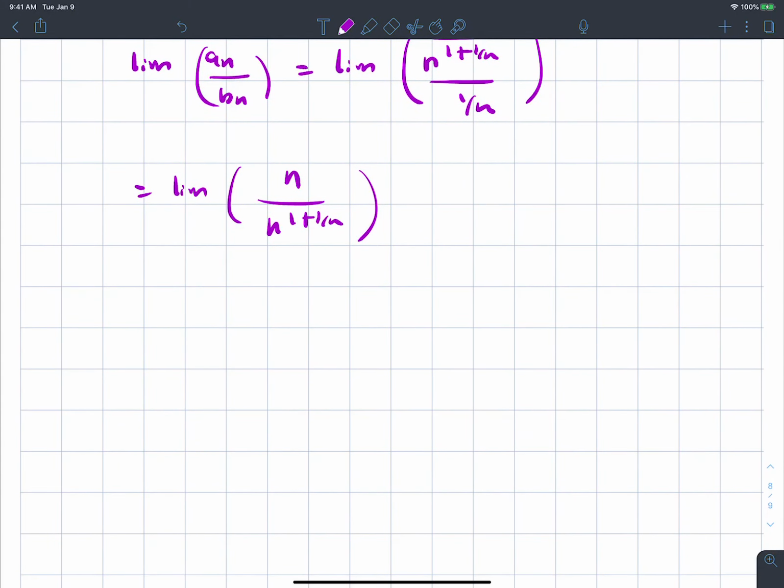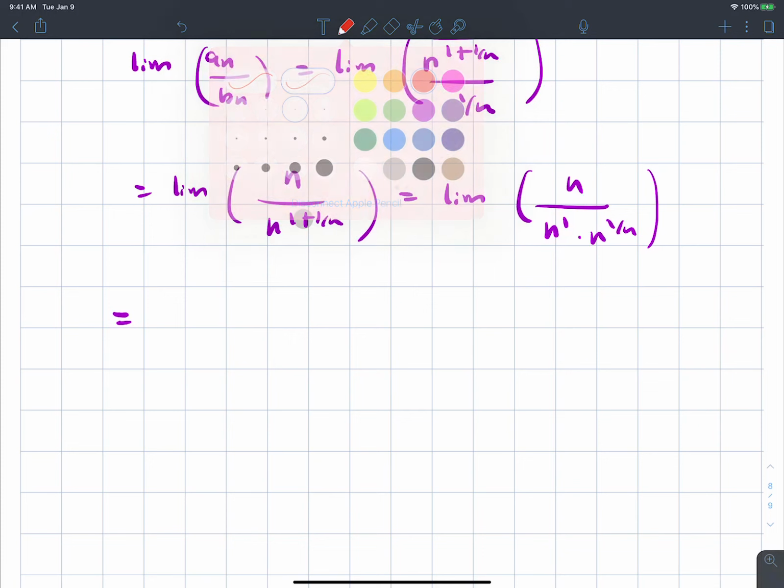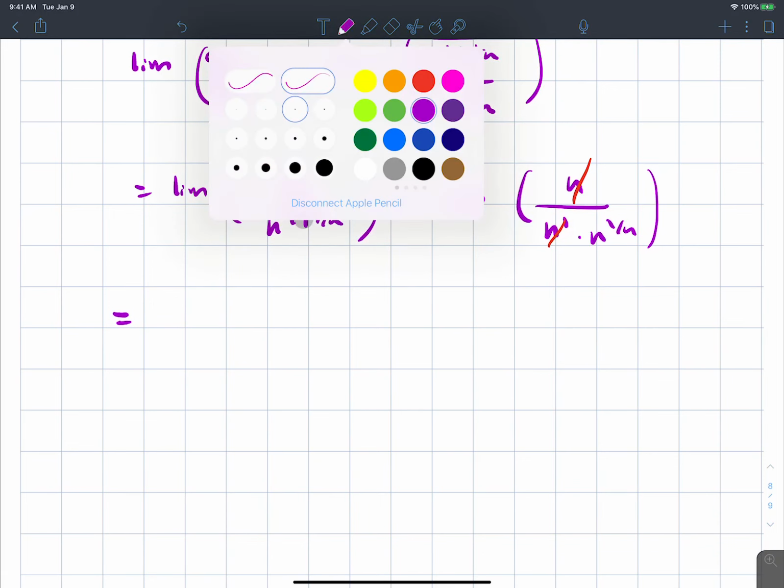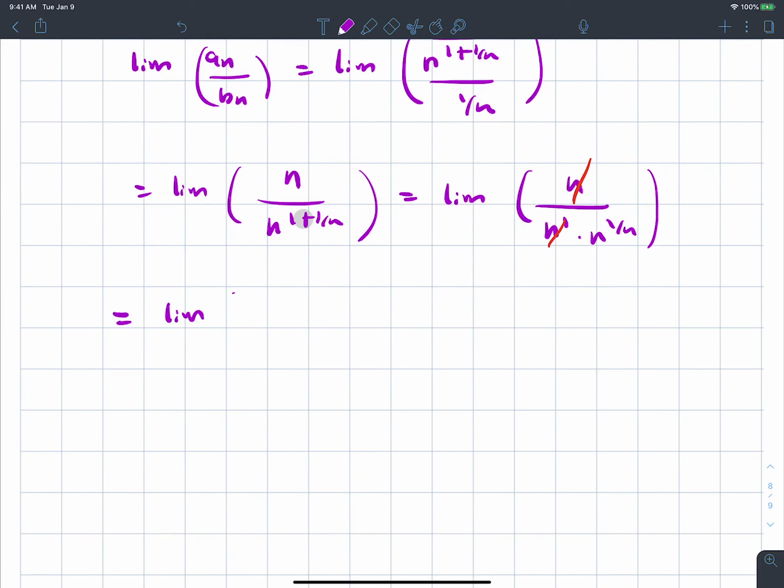Now, let's do some more algebra. n to the 1 times n to the 1 over n, because this is a sum here, and these are properties of exponents. And this actually cancels. So we got cancellation here. So we're going to get the limit now of 1 over n to the 1 over n.